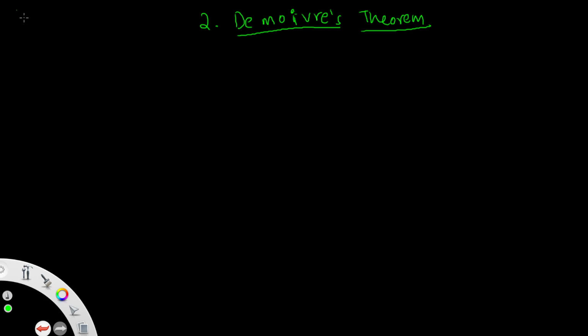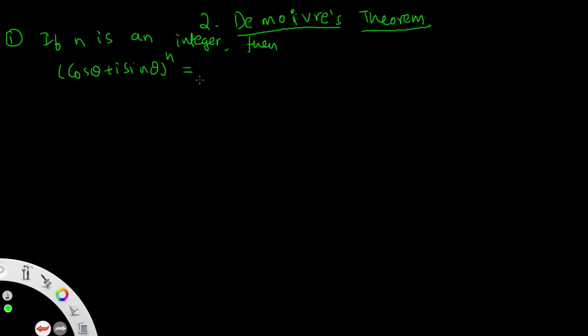First one: if n is an integer, then the first formula is (cos theta plus i sin theta) whole to the power of n. We can write this as cos n theta plus i sin n theta. So for (cos theta plus i sin theta) to the power n, the power goes to the angle argument; the power is interchanged with the angle argument.